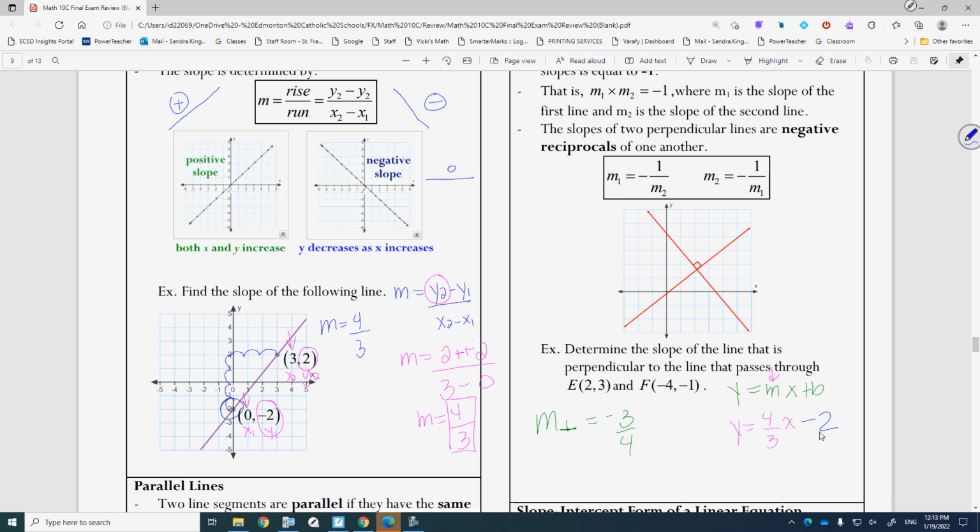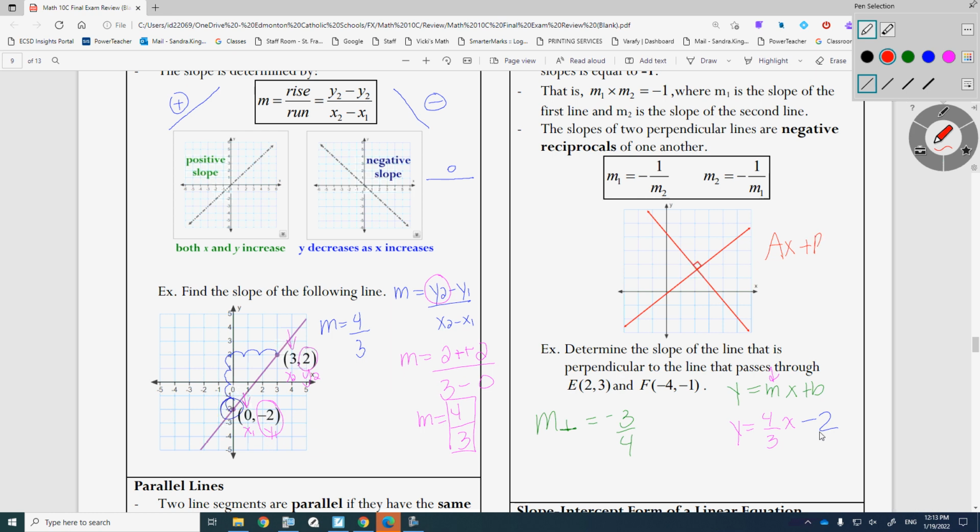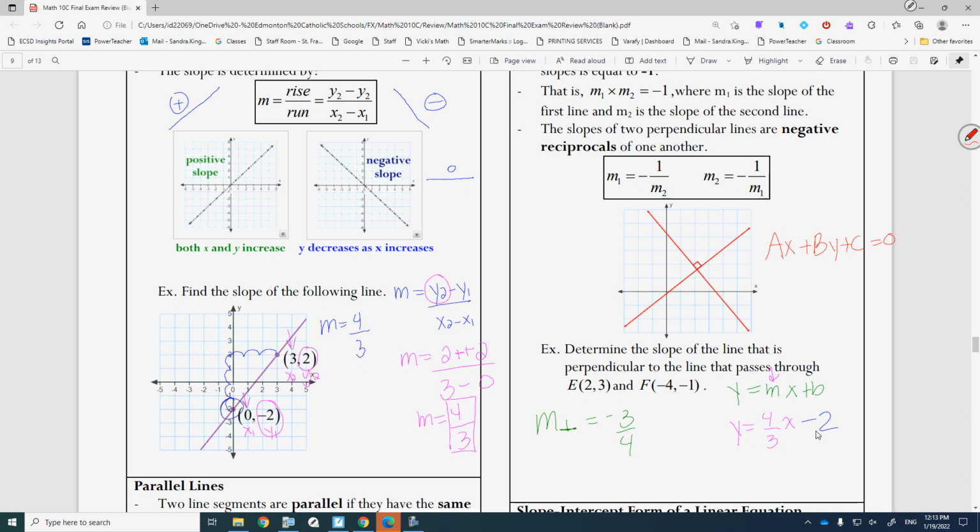If I said change this to general, the three equations will be on your formula sheet. Here's the equation for general: ax plus by plus c equals 0. To get this to general, you have to do two things. You can't have any fractions, and x has to be positive. So the first thing I'm going to do is get rid of this 3. How do you get rid of the 3? It's being divided by 3, so I'm going to multiply both sides of this equation by 3.